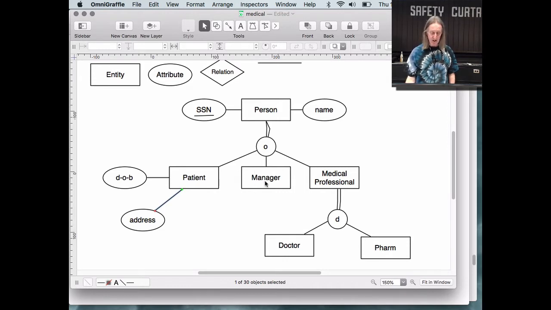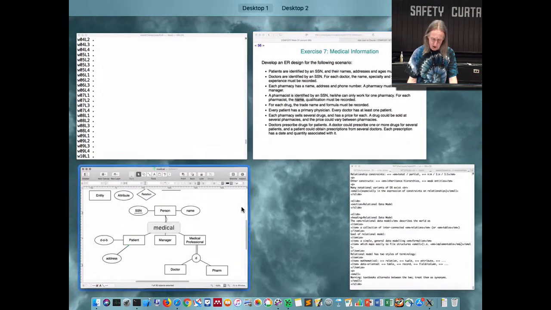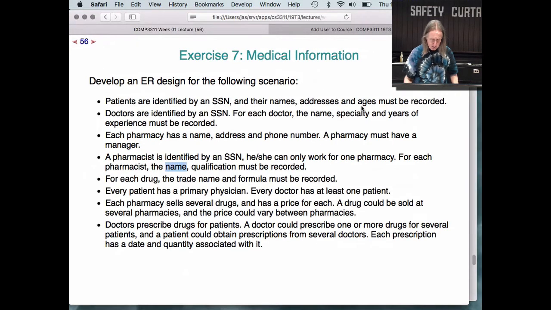For a manager, this is now where it starts to get slightly messy. What information does a manager have that's not specific to anyone else? A pharmacy must have a manager, so it doesn't say anything about the manager. Okay, that's fine. So we don't need to add any extra attributes for the manager. In fact, it turns out that the manager is only involved because they have a relationship with a pharmacy. So that's the real issue for having those kind of people.